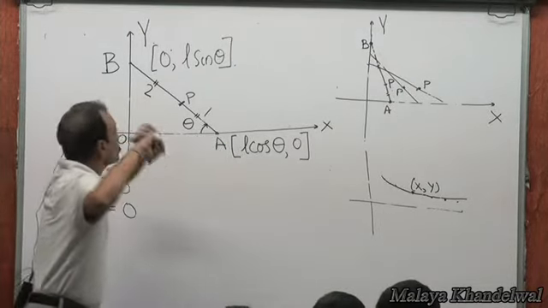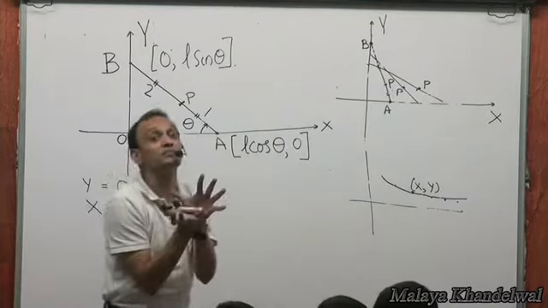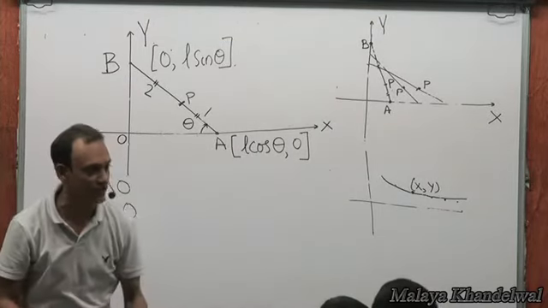Now, so far so good. Now I have given you a framework. Now let's obtain the locus of the point P. Let's get to ground reality. Okay.